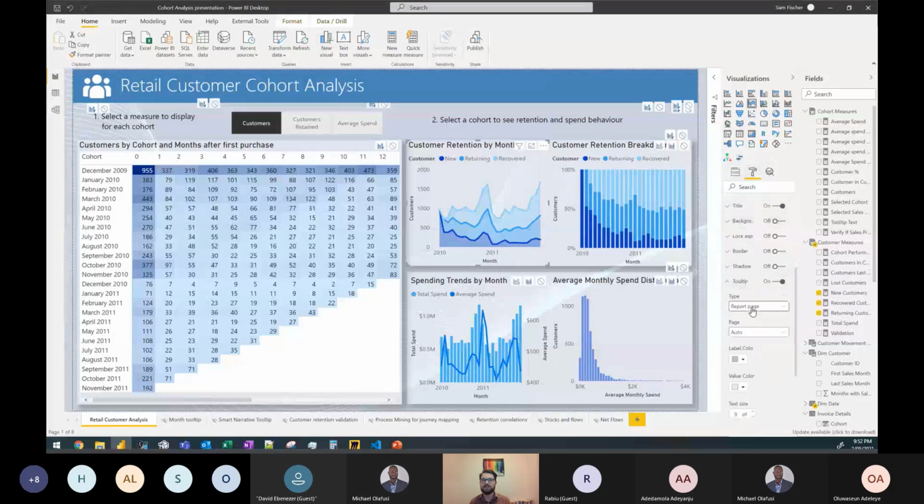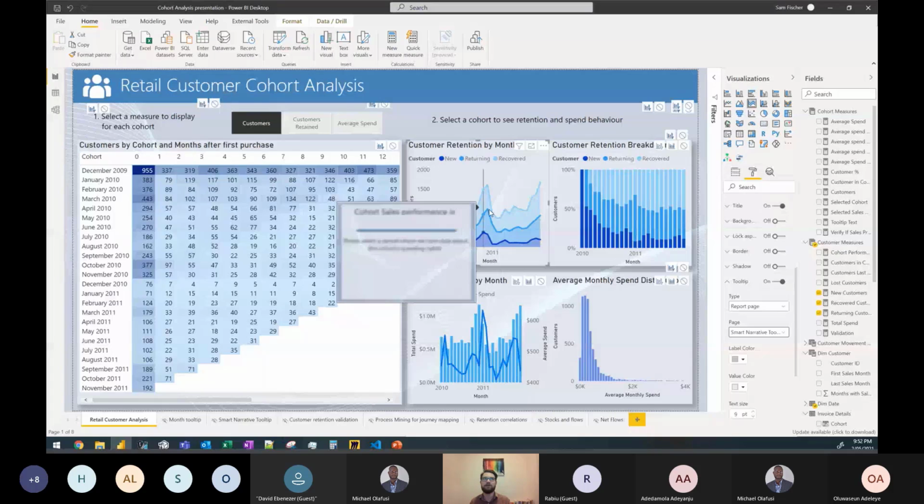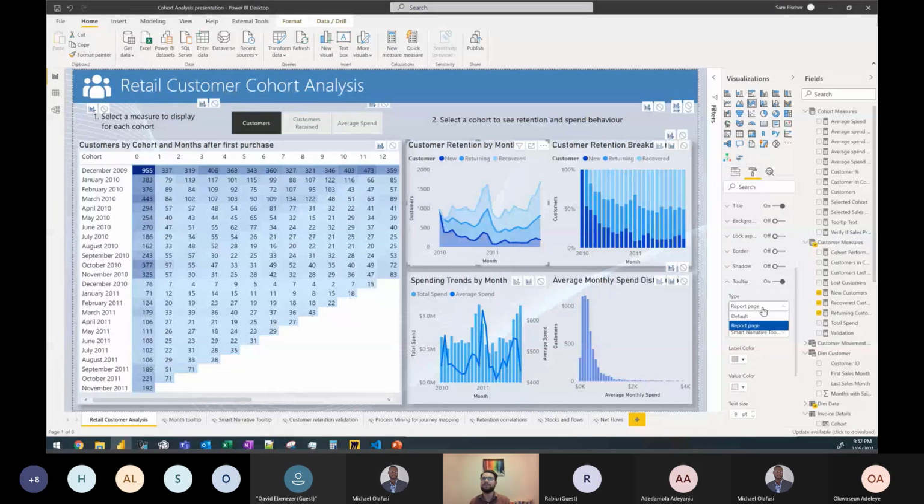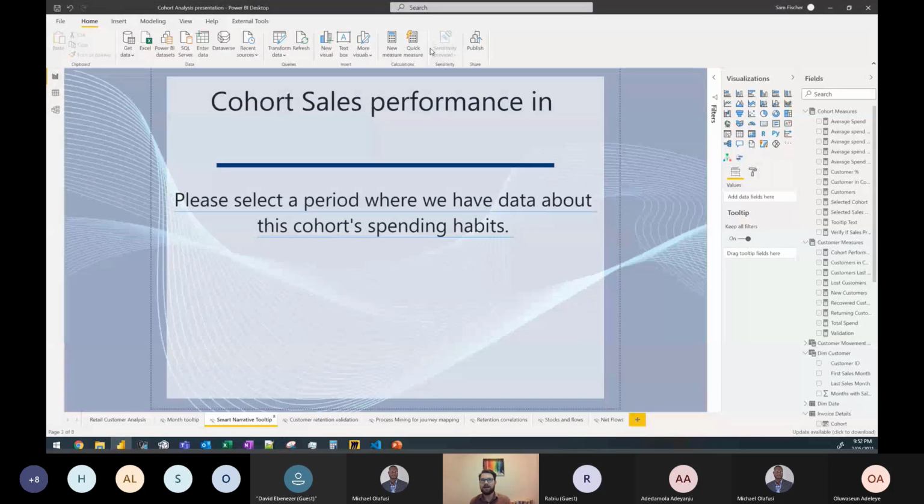And then for the smart narrative, I've just used the smart narrative feature within Power BI. You can just go into insert. I think in this case, you can just use a text box, and then it'll allow you to add in the logic just by clicking on the plus value, and then you can add in what you want to show there. So that's how you can build out that kind of thing.